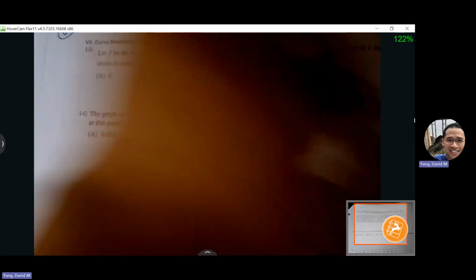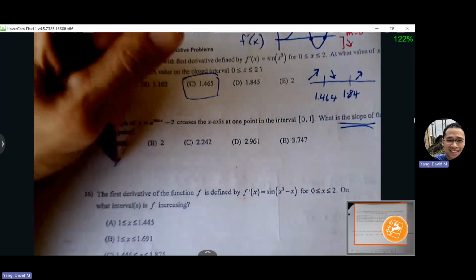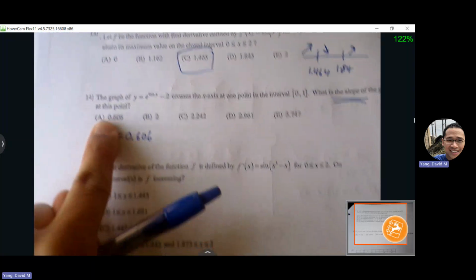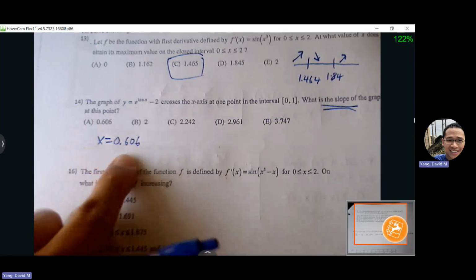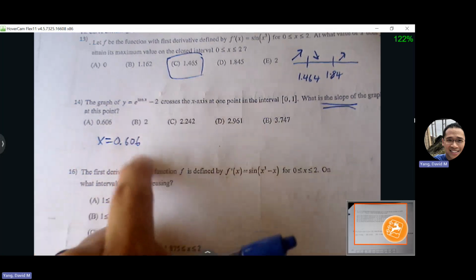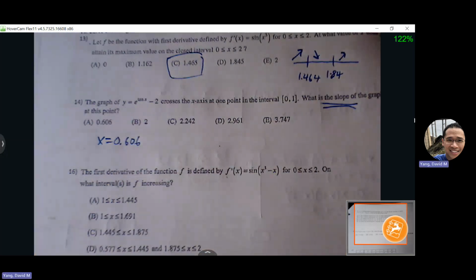0.606. Now, it's not asking for the actual point, it's asking for the slope. So we know the x value is 0.606, but that's not the right answer, because that's the x-intercept, not the slope. To find the slope, I'm going to find the derivative and then plug this into the derivative. But we can make our calculator do that for us because you have your Math 8 feature.